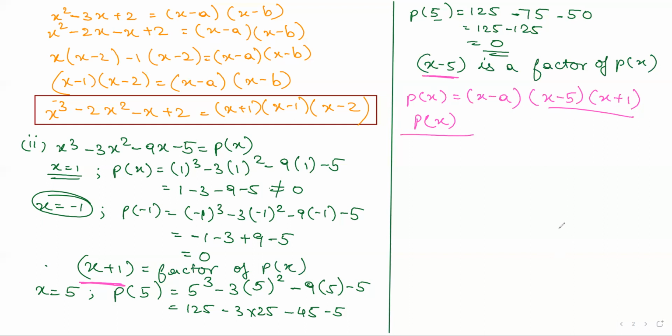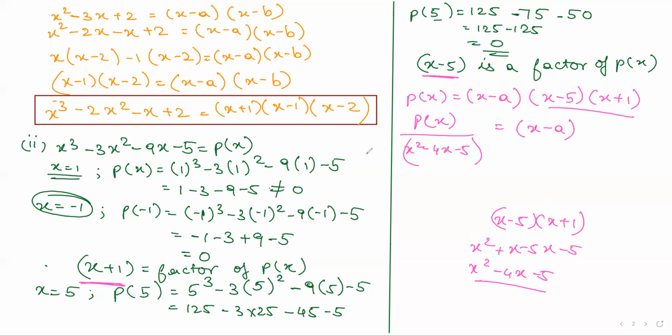Now, what happens if you multiply these two? X minus 5 into x plus 1. You can do this orally by using the formula, or you can do it manually. X into x, x squared, x into 1, x, minus 5x, minus 5. X squared minus 4x minus 5. This is what you get. So let's write this over here. X squared minus 4x minus 5 is equals to x minus a.